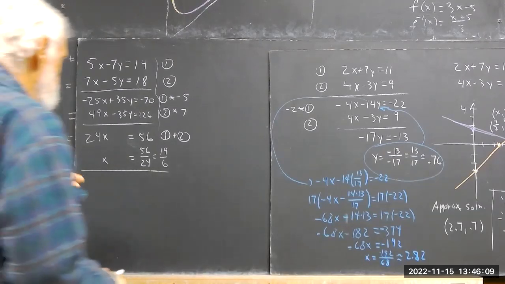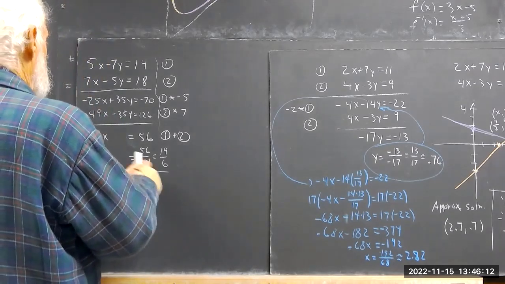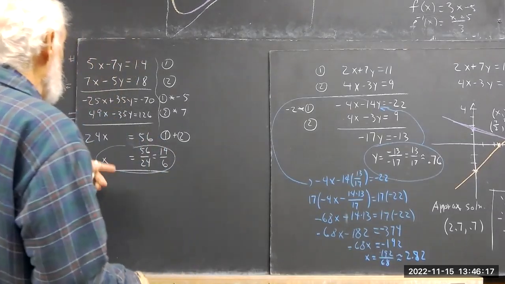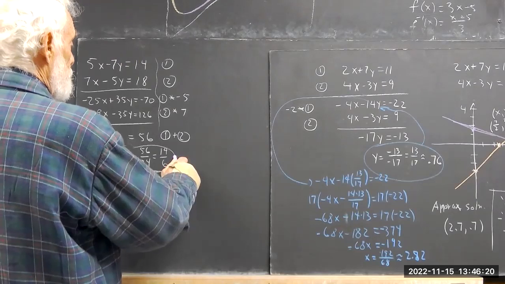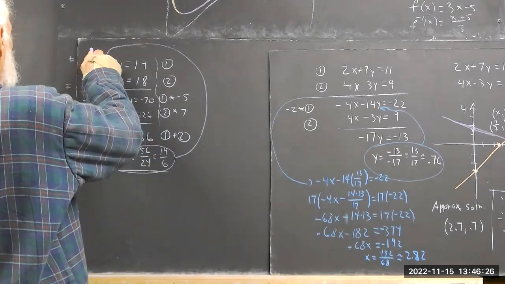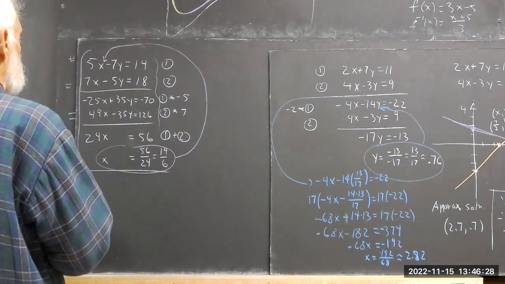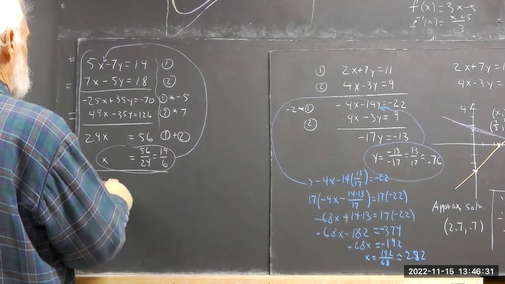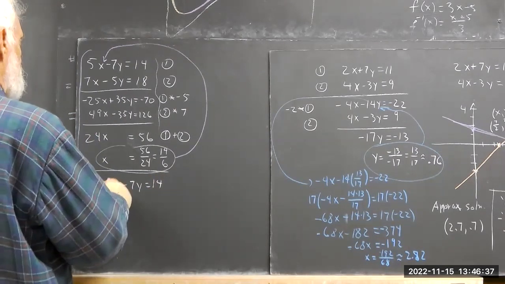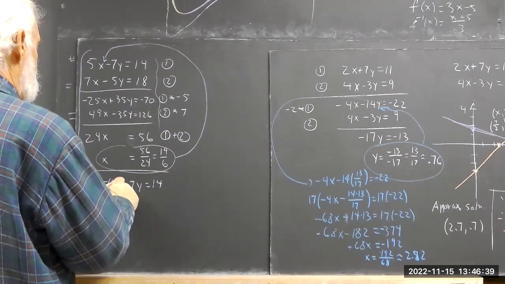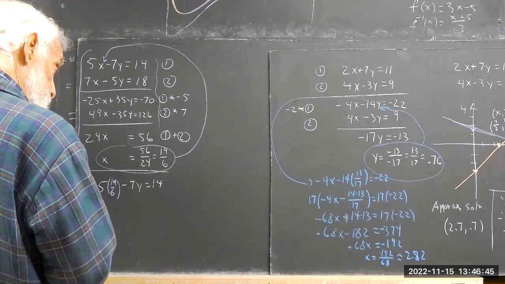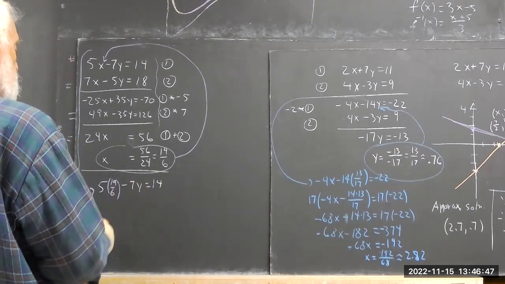Then, got this. You take this. I just substitute it for x. So, substitute it for x. And now this equation gives me 5x minus 7y equals 14, where I replace x by 19/6. I solve the equation for y.